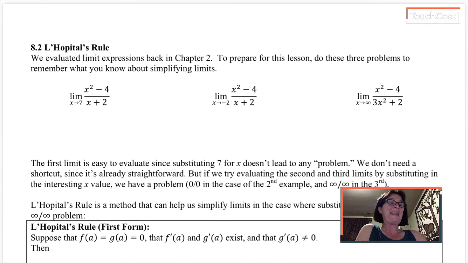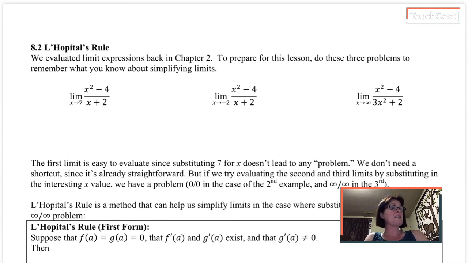We have one section from chapter 9 to pick up. That's called L'Hôpital's rule. It helps us evaluate limits in a way that we weren't able to back in chapter 2. So to get ready for this section, take these 3 limit problems at the top of this paper and try to evaluate them using the techniques that you remember from chapter 2. So pause the video and try that now.